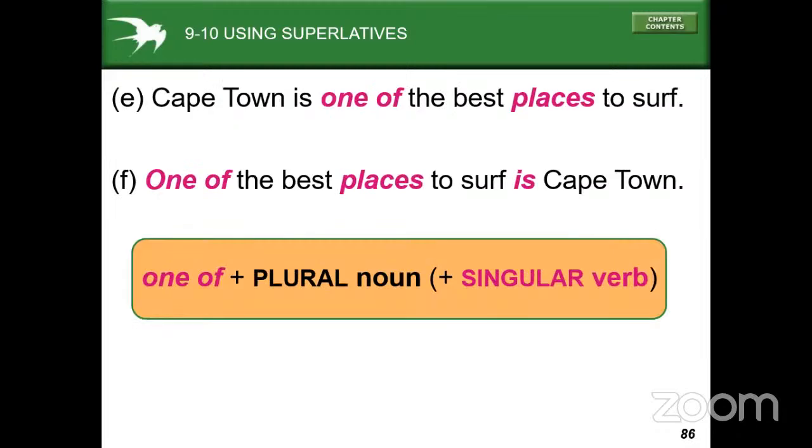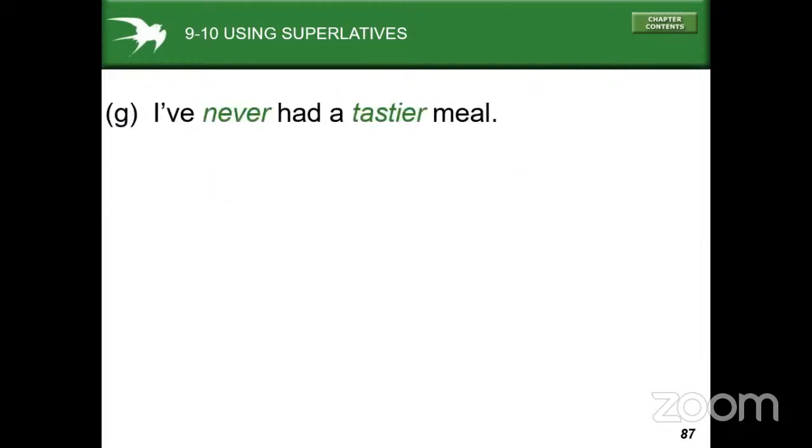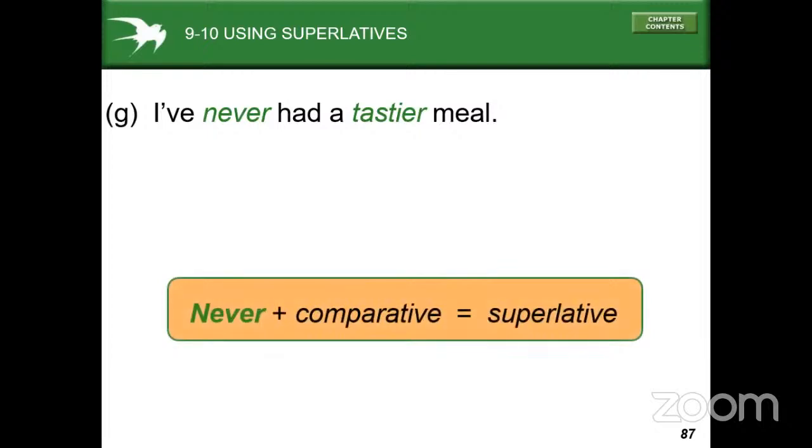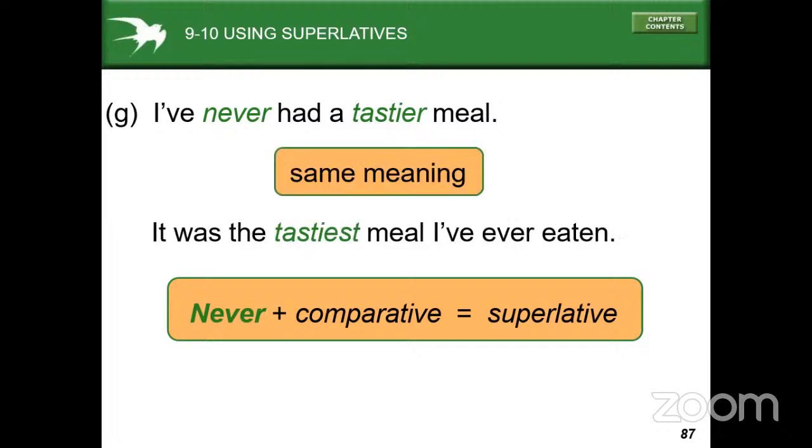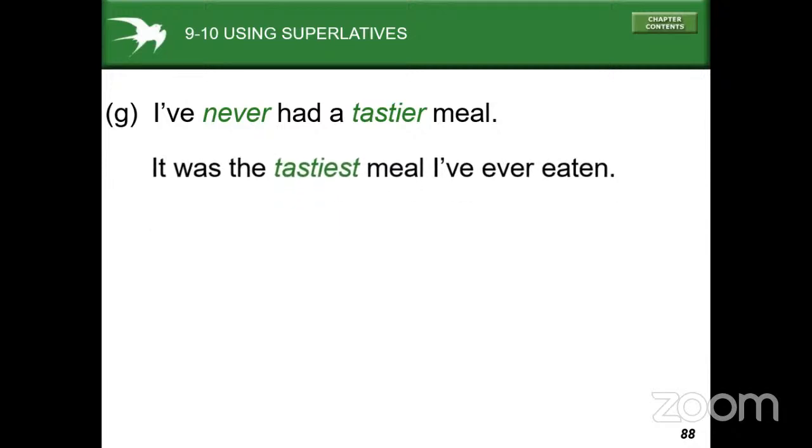One of the best places to surf is Cape Town, or Cape Town is one of the best places to surf. It is possible to use both examples. I never had a tastier meal. This is using superlatives: never plus comparative equals superlative. It was the tastiest meal I've ever eaten.